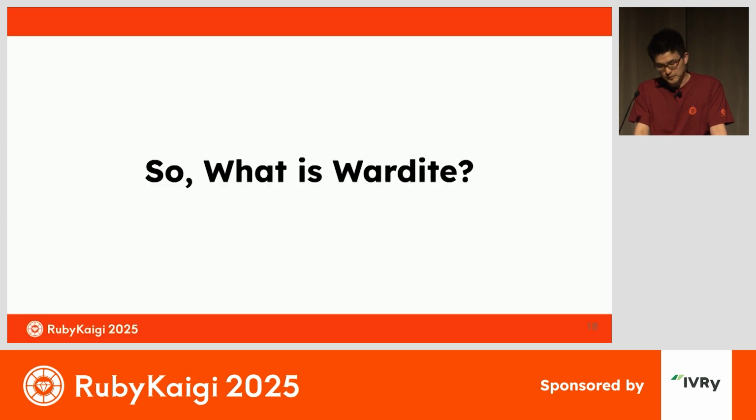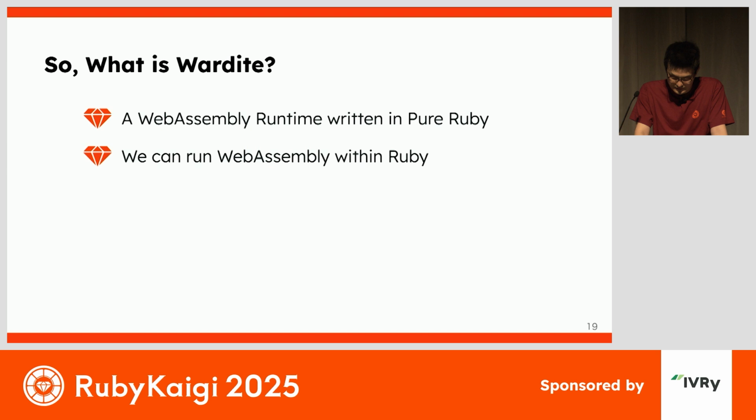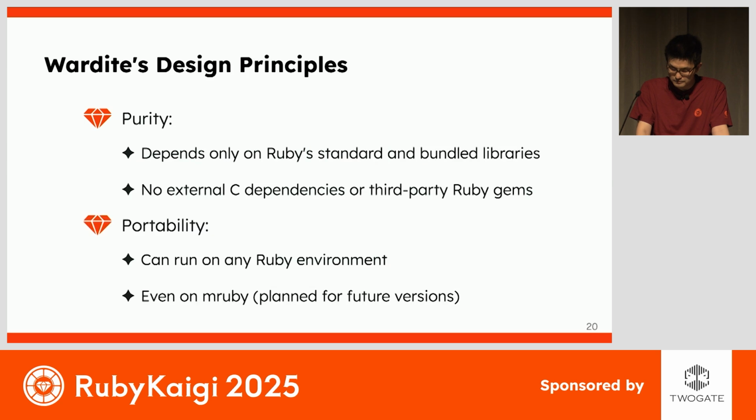Now let's return to the topic of Rodite. It's a WASM runtime for the Ruby ecosystem, within Ruby. Since it's written in Ruby, you can run WebAssembly within Ruby. A key design principle is its purity and portability. Rodite depends only on Ruby's standard libraries. No external C dependencies or gems. This means if you have Ruby, you can run Rodite, maybe even on mRuby, JRuby, or other Rubies in the future.